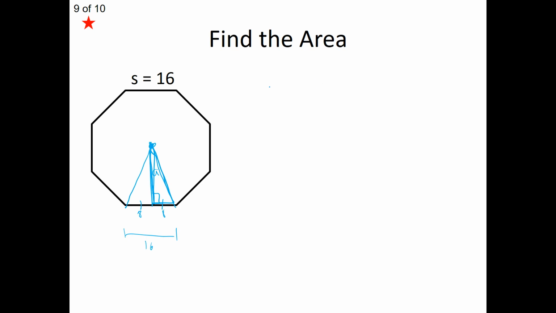Now, I'm going to zoom in just for a moment. I'm going to draw that right triangle, and we're going to begin to find some information about this right triangle that I've highlighted over here. We know that this side down here is a length of 8, and our goal is to find the length of the apothem. How do we get there?